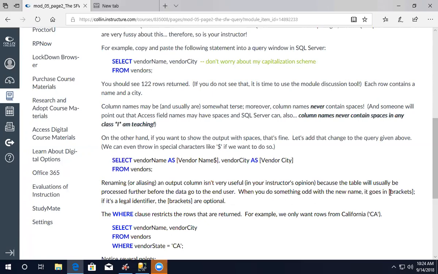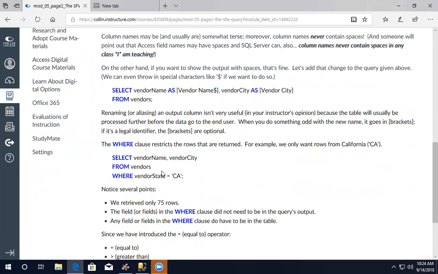So when you do something odd with a new name, it goes in brackets. If you just want to rename it as something different, you can rename it. You say as foo, F-O-O. Well, if there's no spaces or special characters in it, you don't need the brackets. I very seldom use them because I very seldom have spaces in anything.